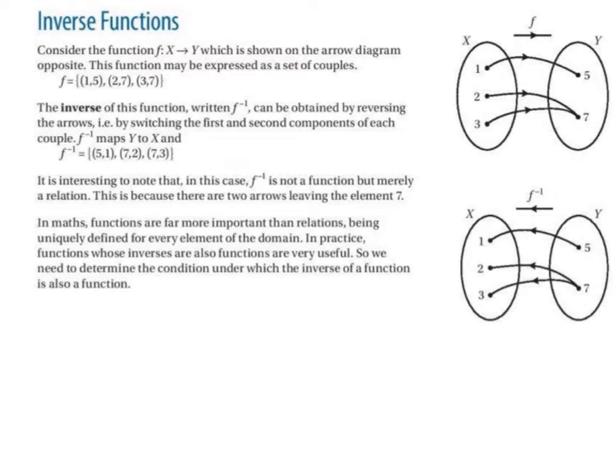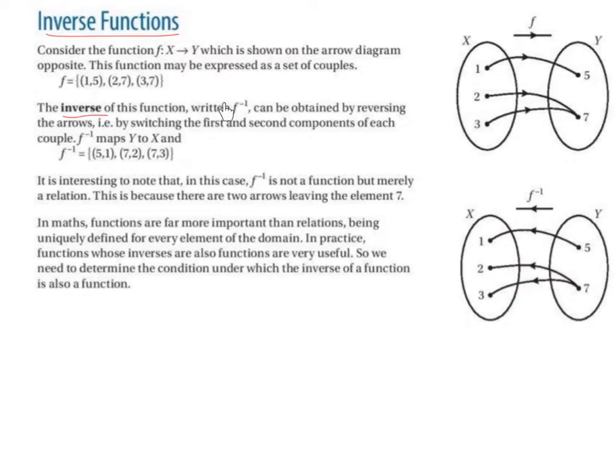Inverse functions. Consider the function f of x equals y, which is shown on the arrow diagram opposite. This function may be expressed as a set of couples. So we have 1, 5, so 1 goes to 5; 2, 7, so 2 goes to 7; and 3, 7, so 3 goes to 7.